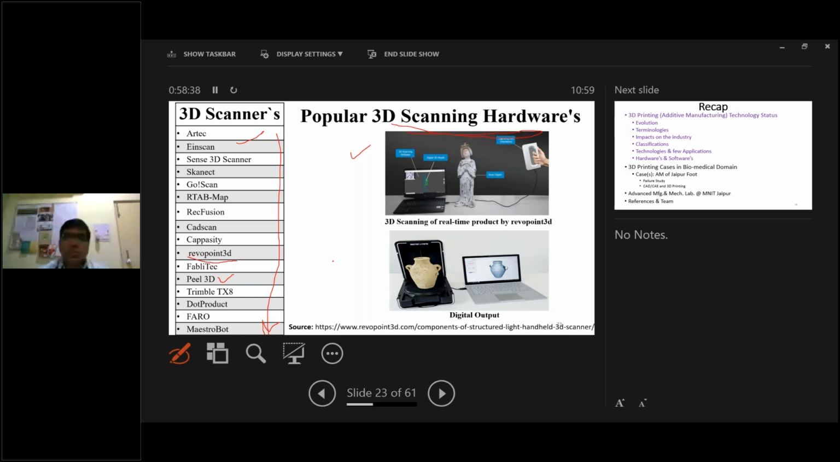So they're all scanners. Even medical people are using scanners extensively. Artists or archaeologists are using scanners extensively, and then they modify it and print it. Okay, so this is the world we are talking about now, the basics of additive manufacturing.